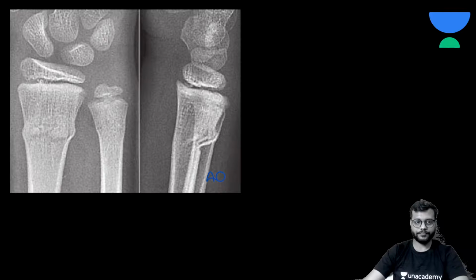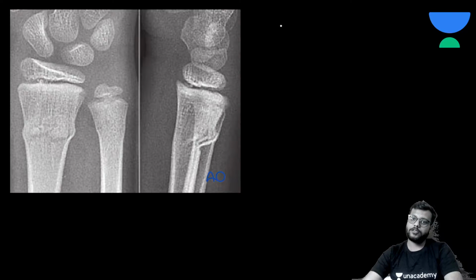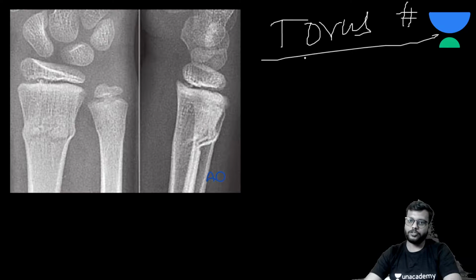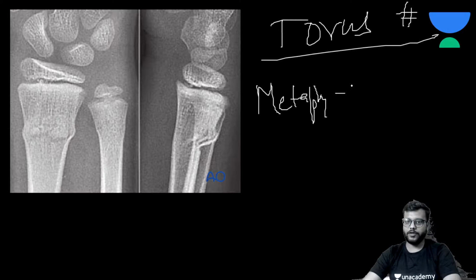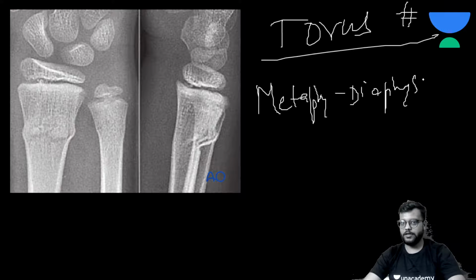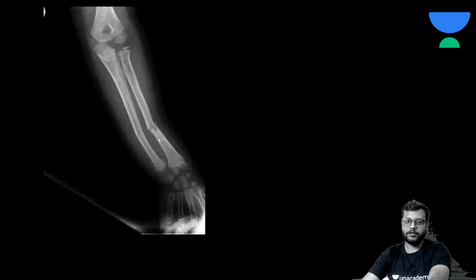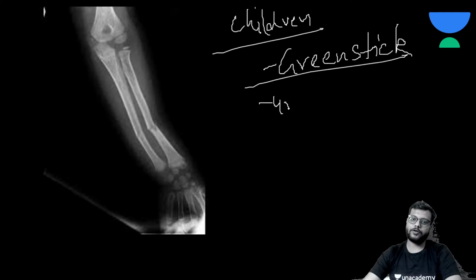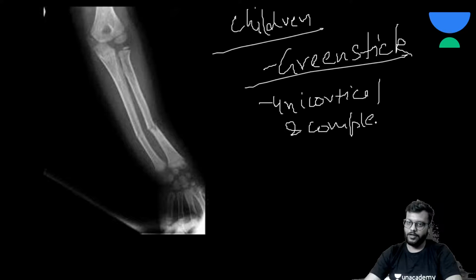What is this? This is torus fracture seen in children. Okay, and it is at the junction of metaphysis and diaphysis, managed conservatively. And this is again fracture in children, and this is greenstick fracture. It is unicortical and incomplete, and there is bowing, managed conservatively.